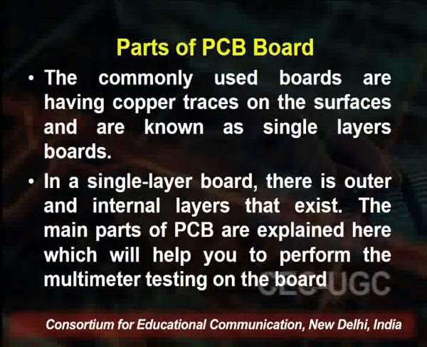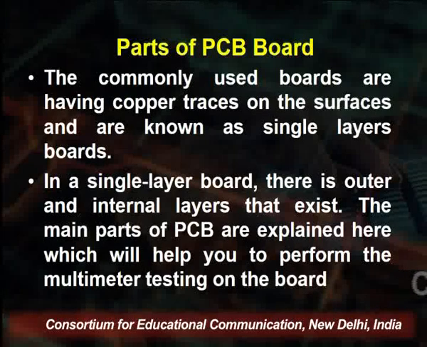Now what are the parts of the PCB board? The commonly used boards having copper traces on the surface are known as single layer boards. So when we have the single layer, then we have the copper traces on it. In a single layer board, there is an outer and inner layer that exist. On this layer where the copper traces are done, there is an outer and internal layer that exists.